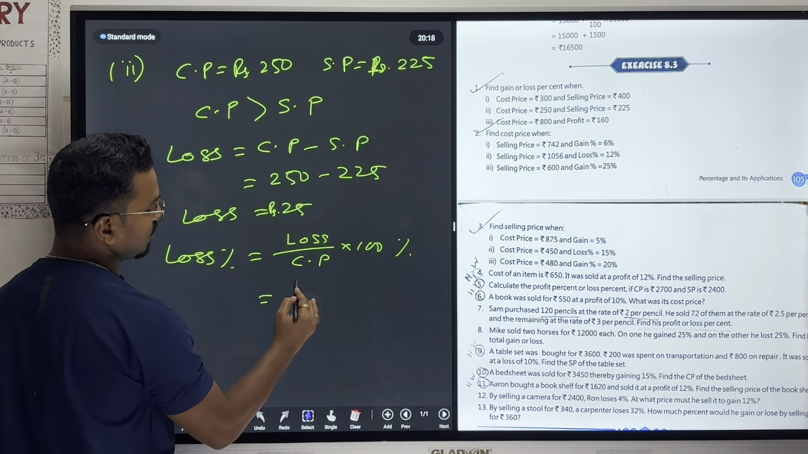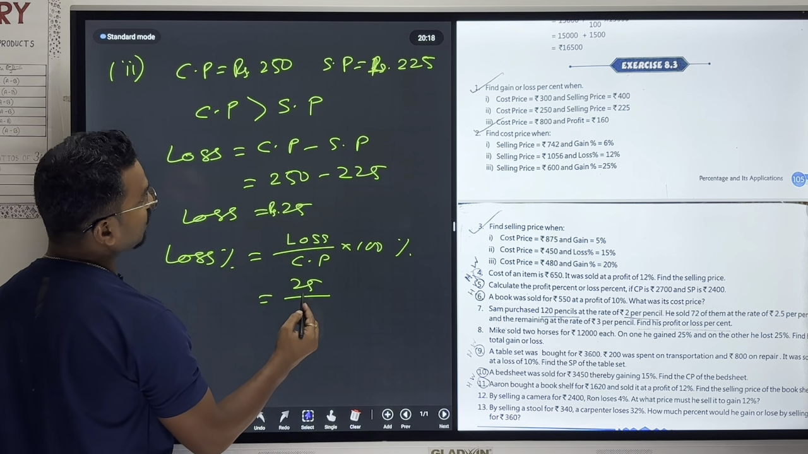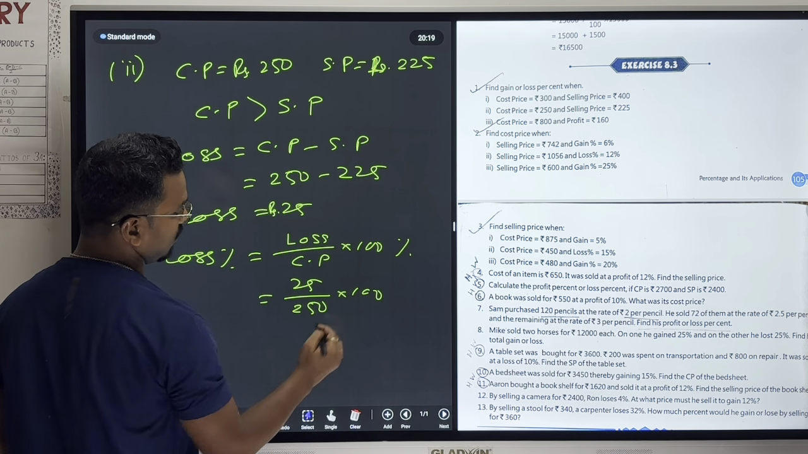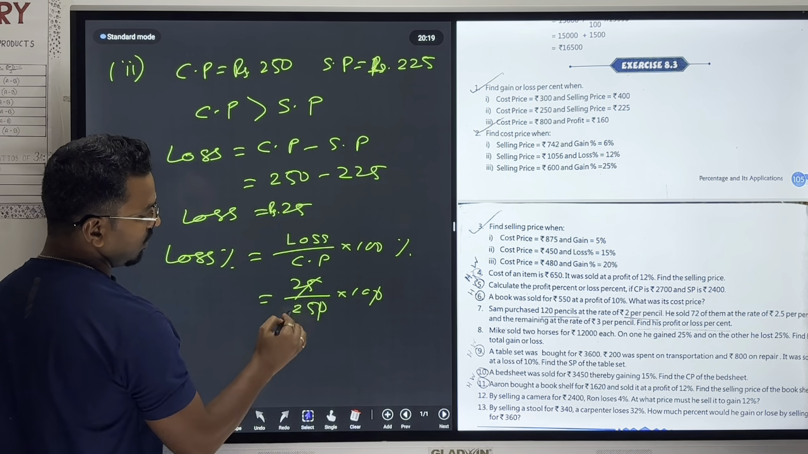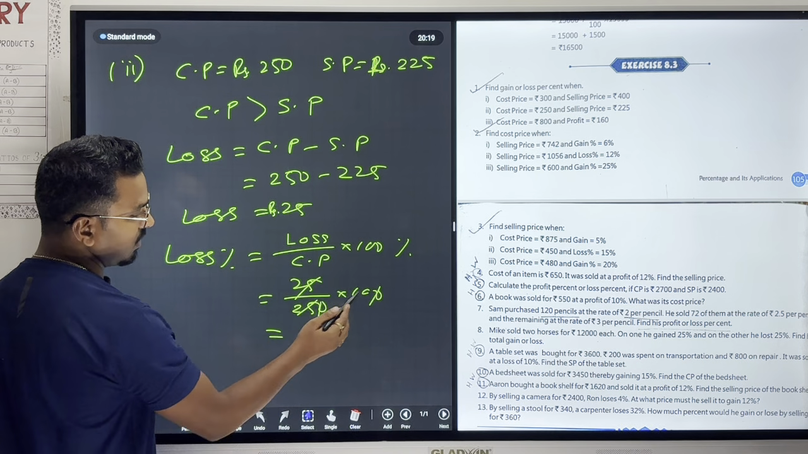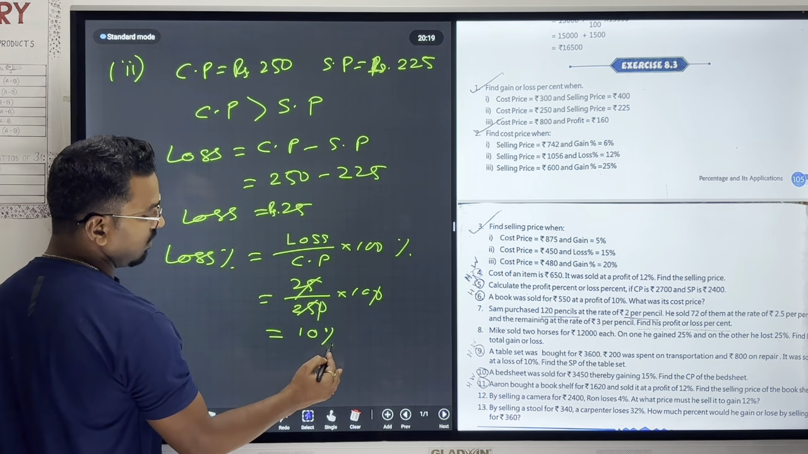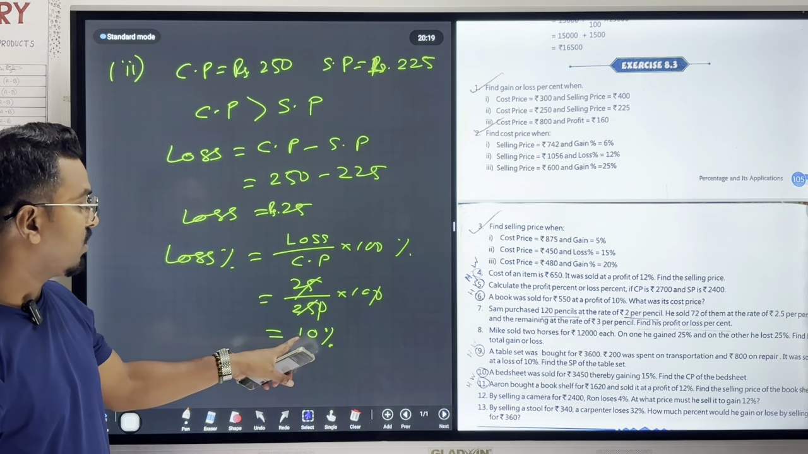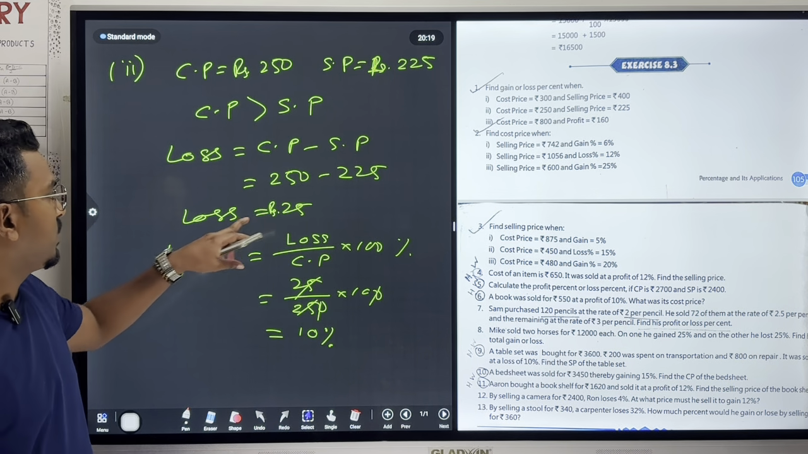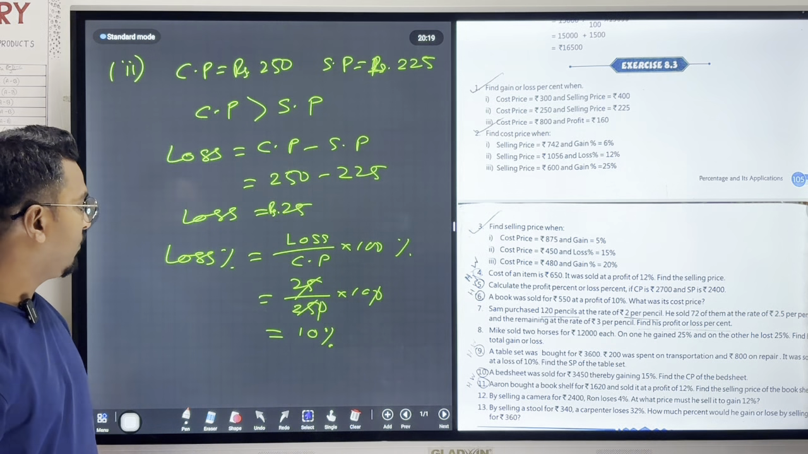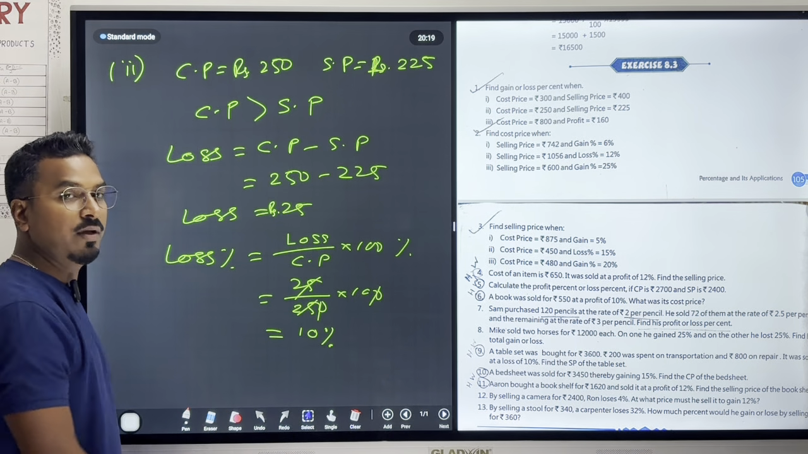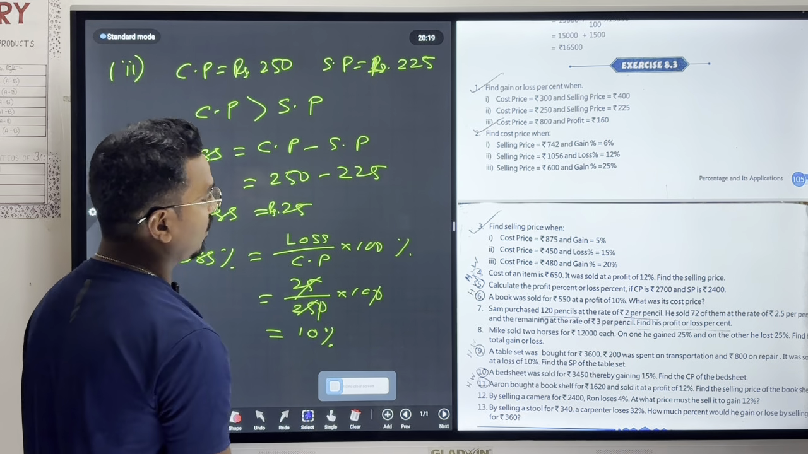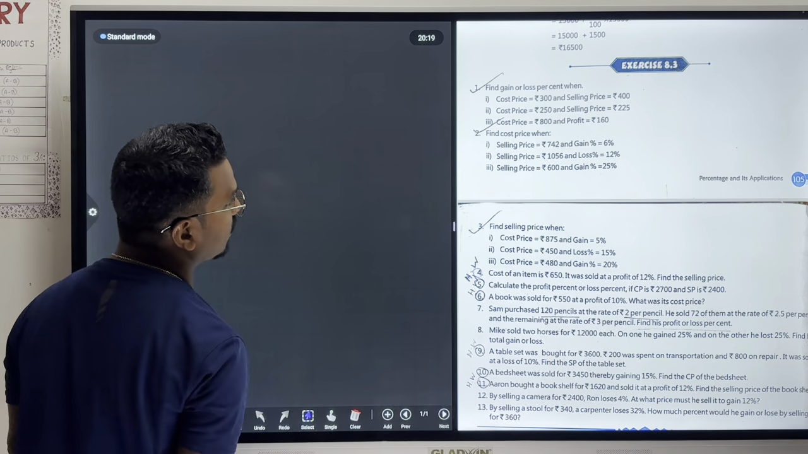So this will become loss is 25 and cost price is 250 into 100. So the 0 will get cancelled, 25 will get cancelled. What is the loss? 10% loss. There is a loss of rupees, or sorry, there is a loss of 10%. Okay, in rupees, it is 25 rupees, and in percentage, it will be 10%. Next, Roman number 3, you try to do by yourself.